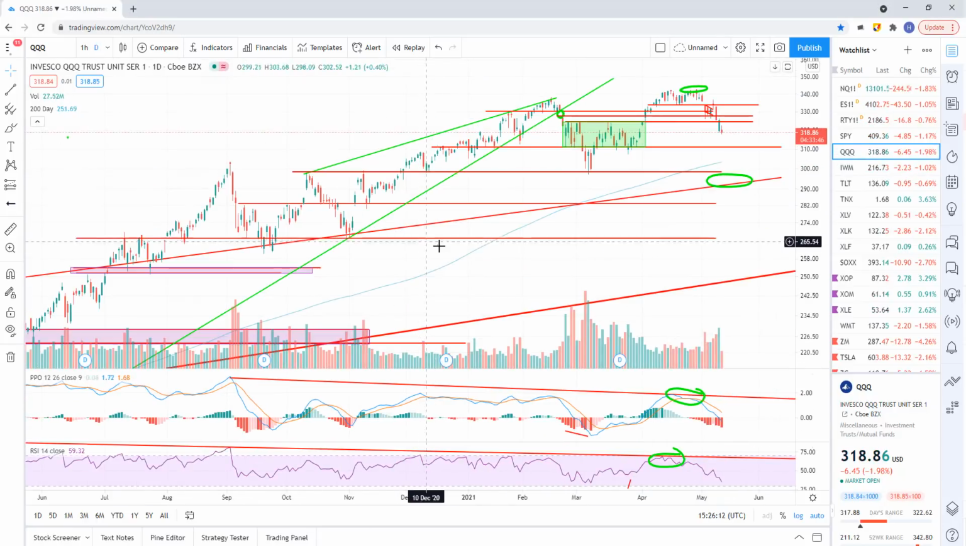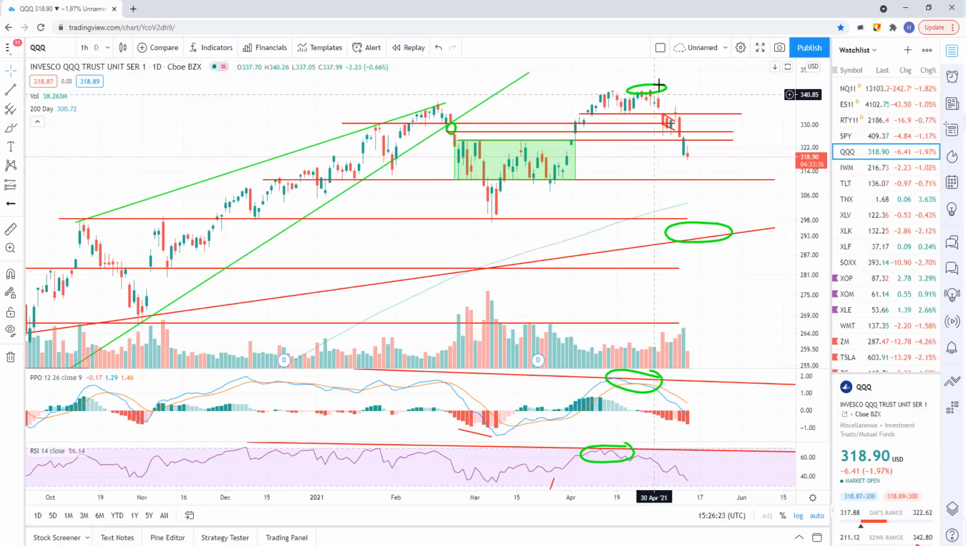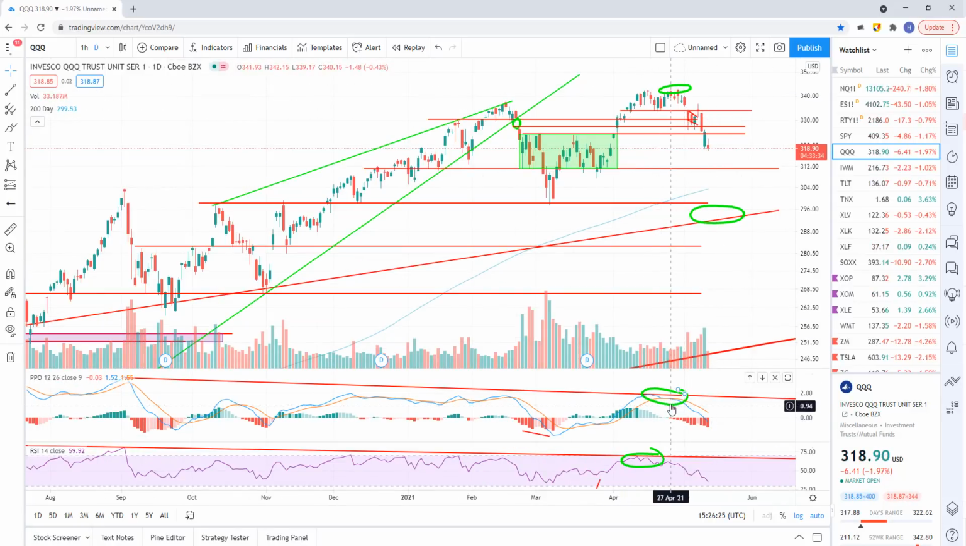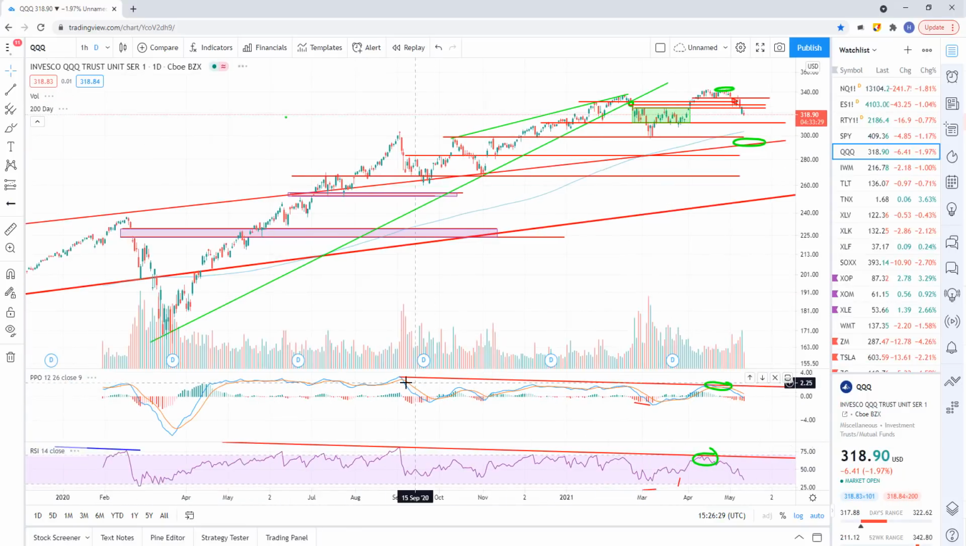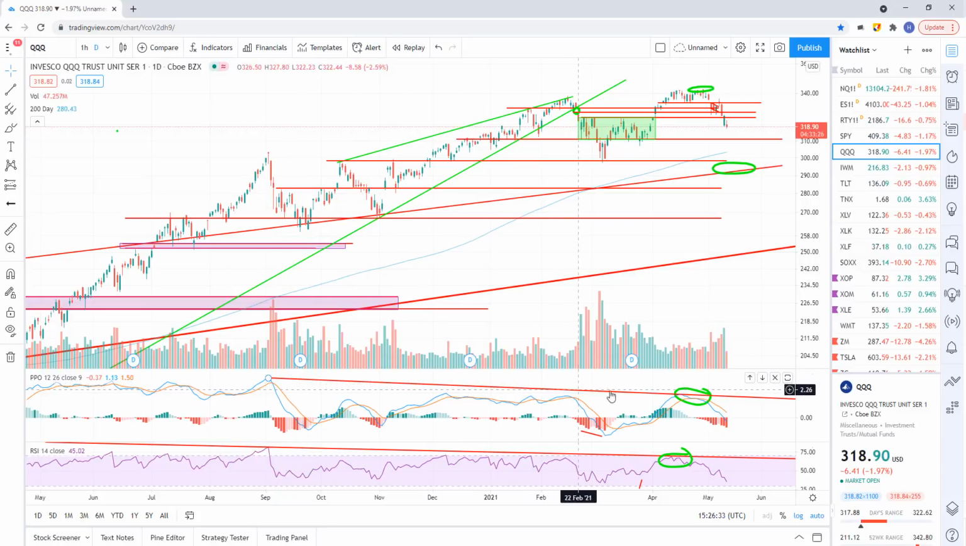Looking at the bigger picture, though, we just made a divergent high. And when I point out these divergent highs, they have a high probability of failing. So basically that means we made a high in price up here, but the momentum indicators, PPO and RSI, made lower highs in trend. See how I got this line drawn right here on my RSI, how we're kind of downtrending? That's a downtrend in momentum, and yet price made a new higher high. So basically what that means is the price was made on less momentum. It has a high probability of not being able to continue going up and failing and rolling over.